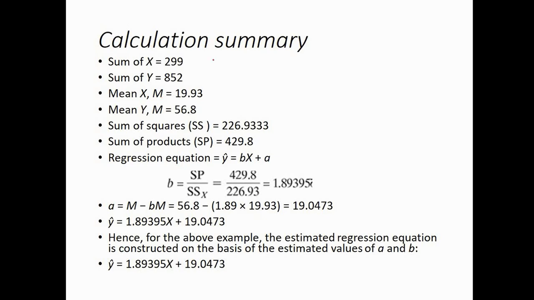Let us take up the internal marks and external marks of that particular table, and we will calculate the mean and the a, b values for that. For example, what is the mean of x? 19.93. The mean of y is 56.8. The sum of the squares, that is SS, is obtained as 226.93. The sum of the products, that is the numerator, is 429.8.